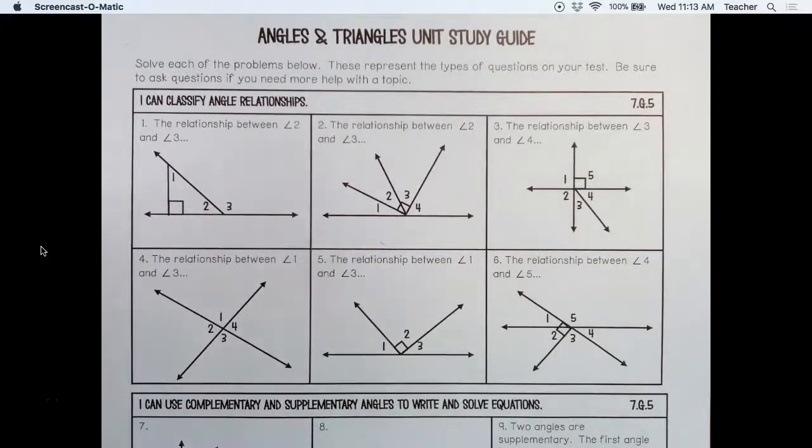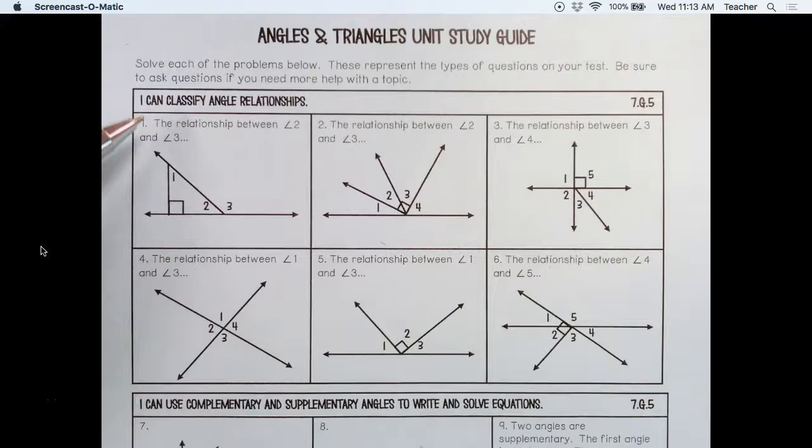Okay, I'm going to go through what these questions are actually looking for in each of these boxes, just to help you know what I'm looking for. I can classify angle relationships. So we're looking for things like: are they complementary? Are they supplementary?